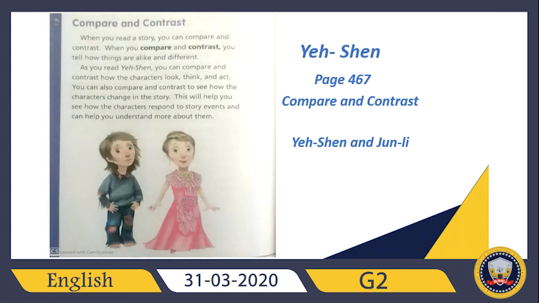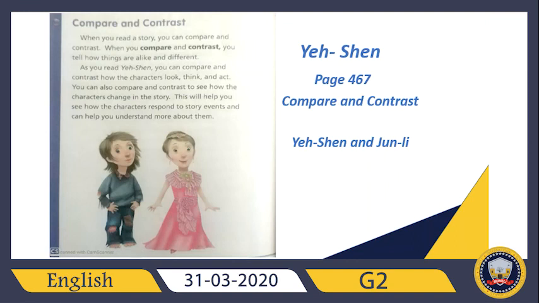Think about it. For example, both Yeshin and Junli are raised by the same mother. Both of them live in a cave. Both of them want to go to the festival. But Yeshin is kind. She's kinder than Junli. Junli is lazy. She's spoiled. But Yeshin is hardworking. So you can compare and contrast these characters.